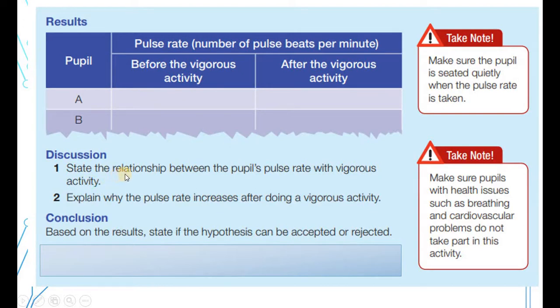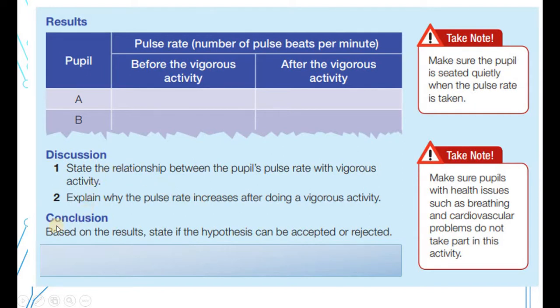So what is the relationship? Okay, maybe you can write the pupil's pulse rate increases after vigorous activity. And then number 2, explain why the pulse rate increases after doing a vigorous activity. So for this one also you have to find the answer. Why the pulse rate increases. Okay. So this is your discussion.